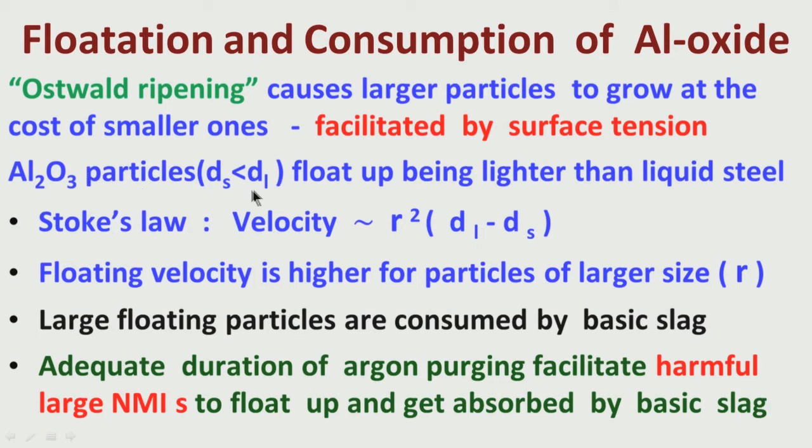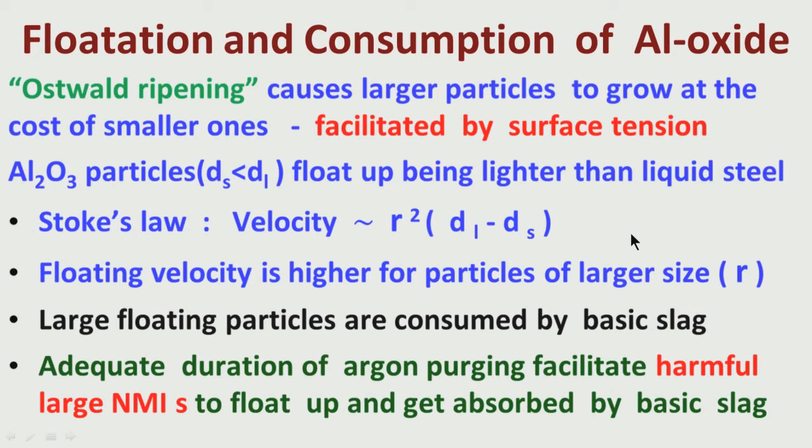Now, the density of these alumina particles, ds, the density of the solid, is less than the density of the liquid steel. That is why they will float up, because they are lighter than liquid steel. Now, we know of Stokes' law. It basically talks about the velocity of solid particles in liquid. The velocity of the particles depends on the square of the size of the particles, R being the size of the particles, and also on the density difference between the liquid and the solid. That means, the lighter the particles, the more the velocity, and the bigger the particles, because it depends on R square, the velocity will increase very much. That means the particles which are larger will have more velocity, that means they will float faster.